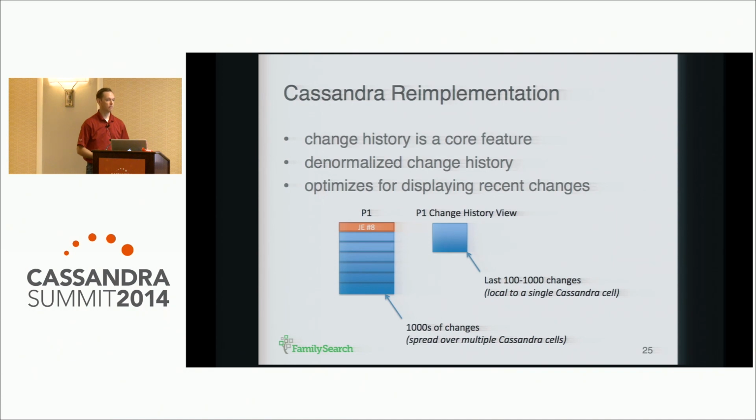And that lets us have very quick change history responses. No global scan, no parsing the journal. It's just prepared, ready to go. And it's stored in a ring buffer. So as new changes come in, old changes drop off.